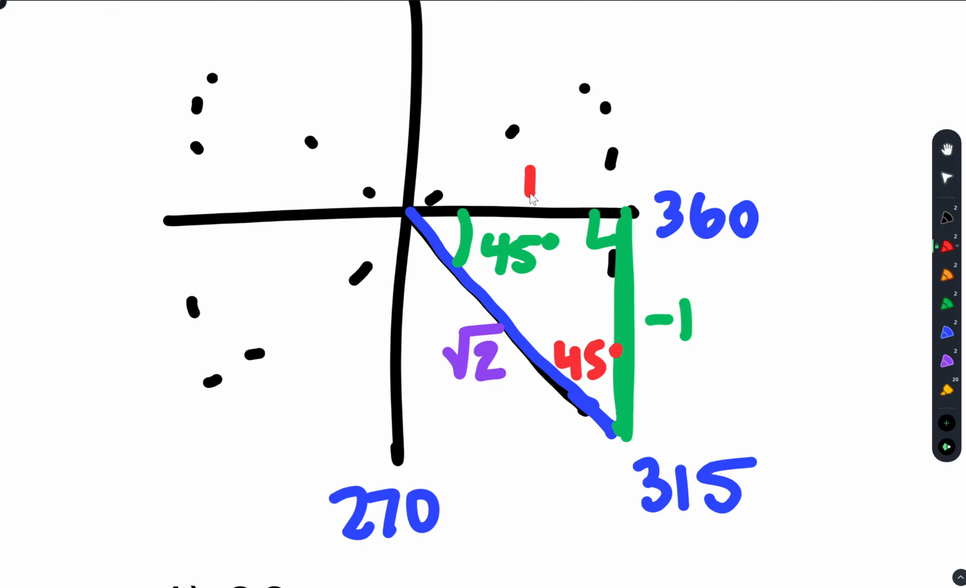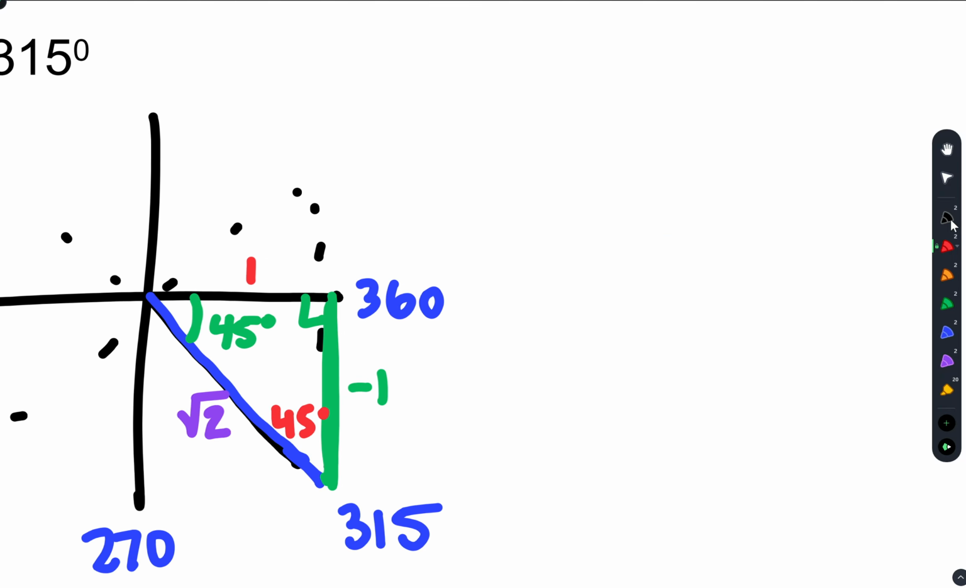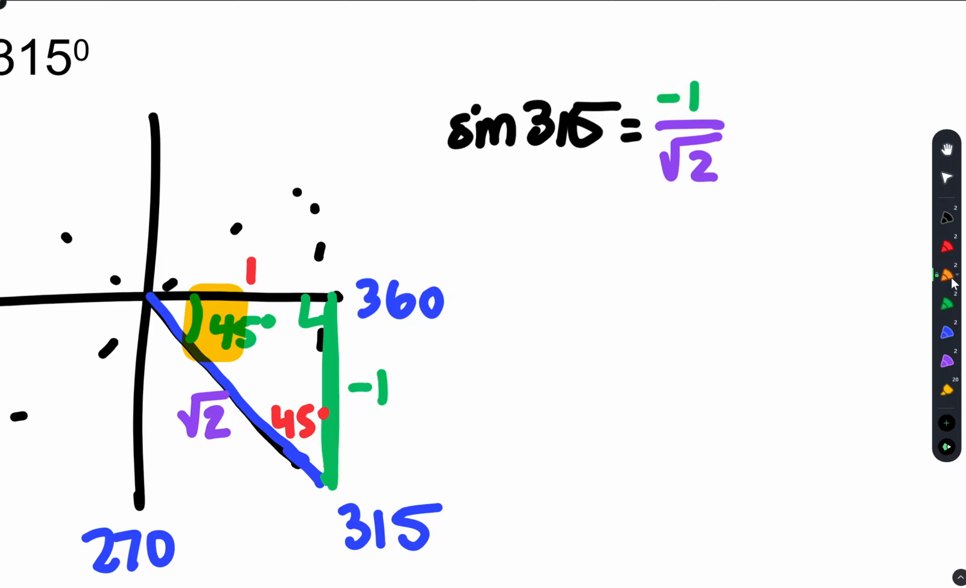Everybody see where those numbers came from? Let's do sine, cosine, and tangent. Sine of 315, opposite over hypotenuse. We're referencing this angle right here, our reference angle. Opposite is negative 1. Hypotenuse is radical 2. We cannot leave it like that, so I'm going to rationalize. This ends up as negative radical 2 over 2.